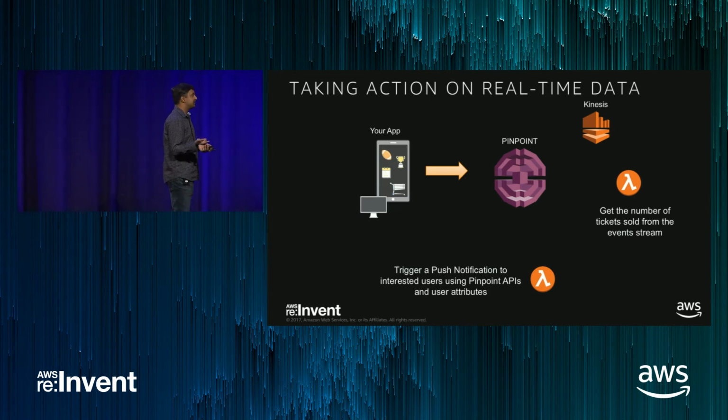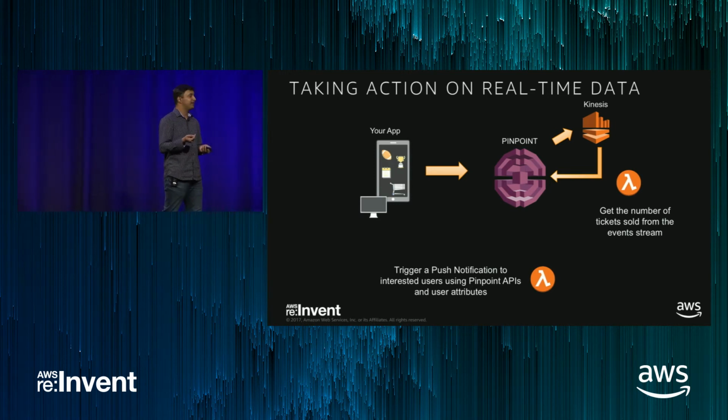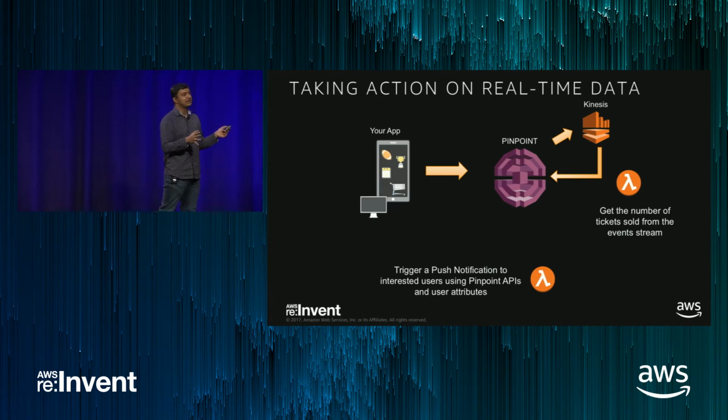All of the data and events are flowing into Pinpoint from your application, either through the SDK or the API. You then automatically export all that data into Kinesis. Now, the great thing about Kinesis is it lets you use a Lambda to take actions on the data that's coming in real time. What I'm going to do with that Lambda is get the number of tickets sold from the event stream. Now, as you can imagine, this activity has a very real-time use case. You don't want to send a notification when it's too late, when the tickets have been sold out. So you really want that information as soon as it happens. And you can do that pretty seamlessly just using the console.